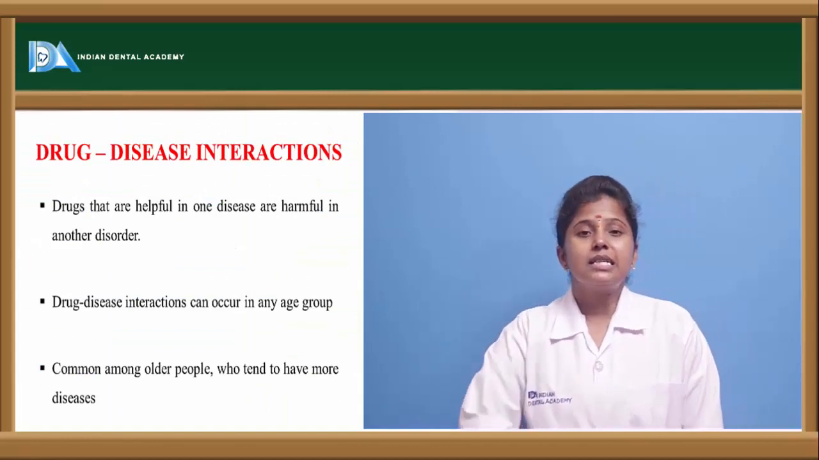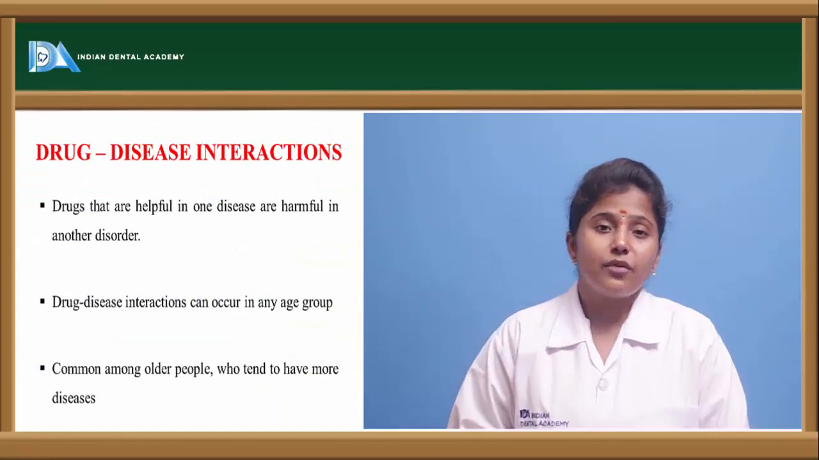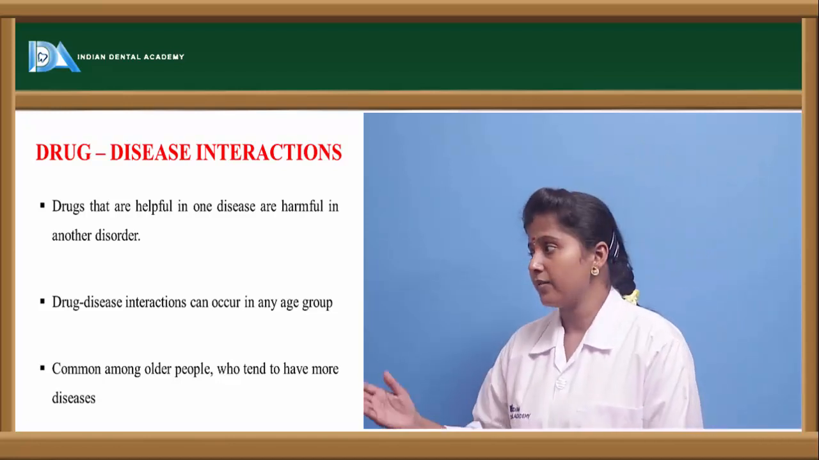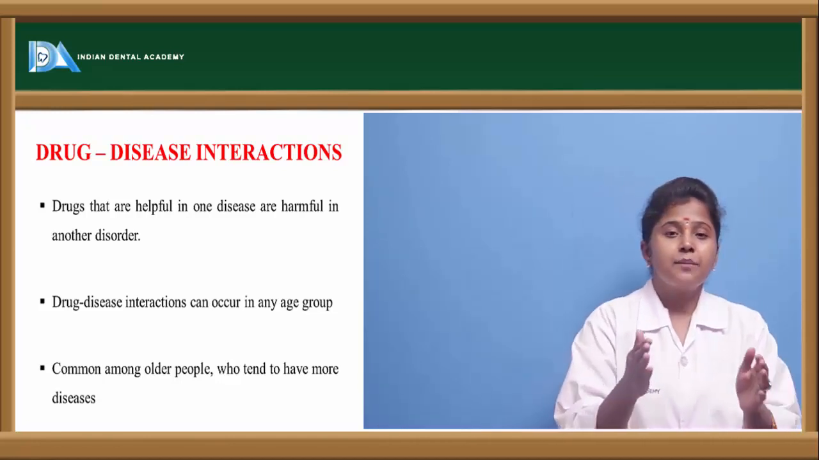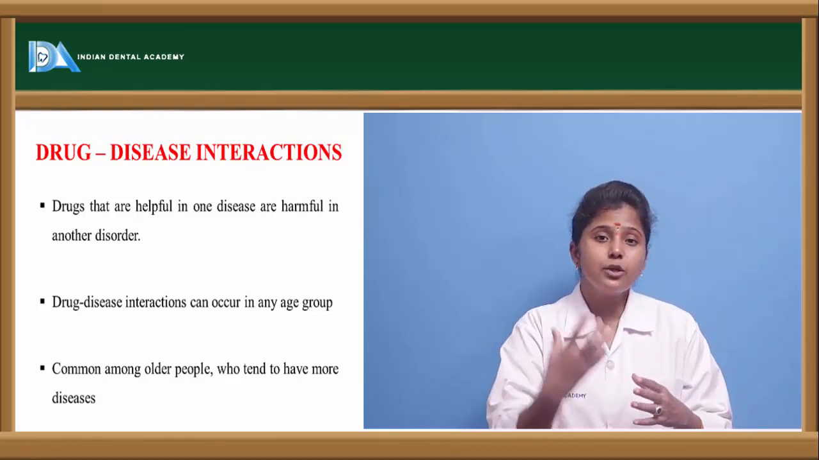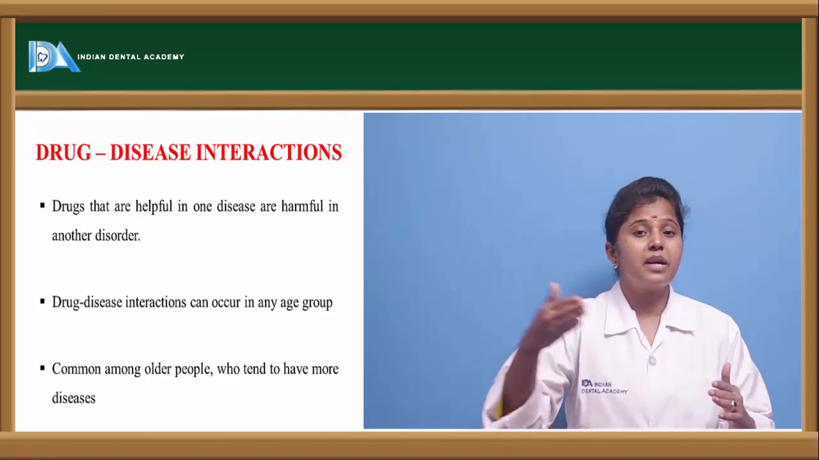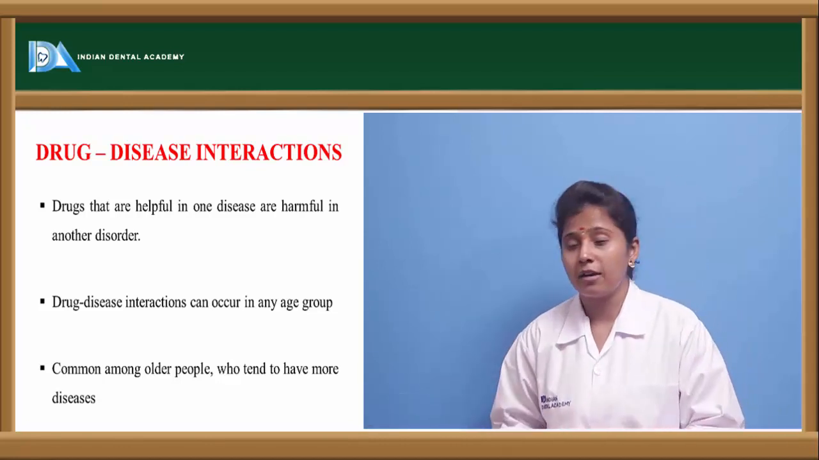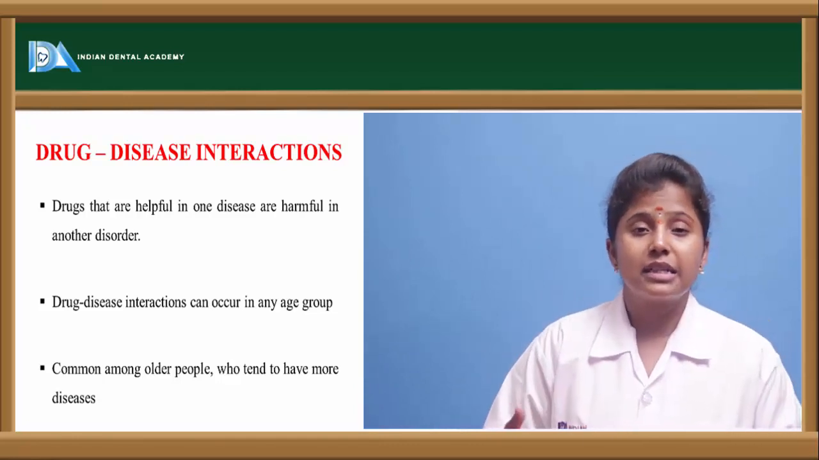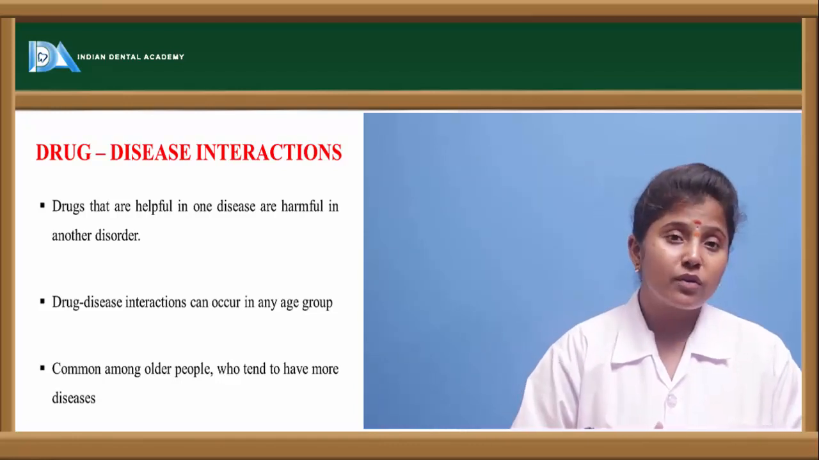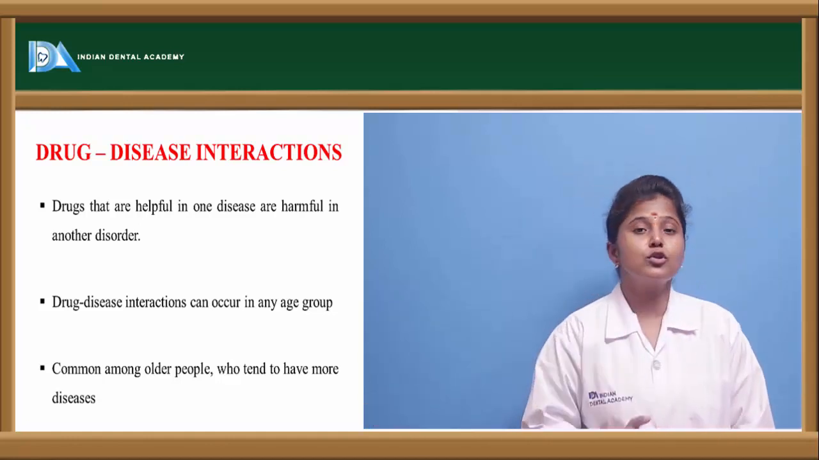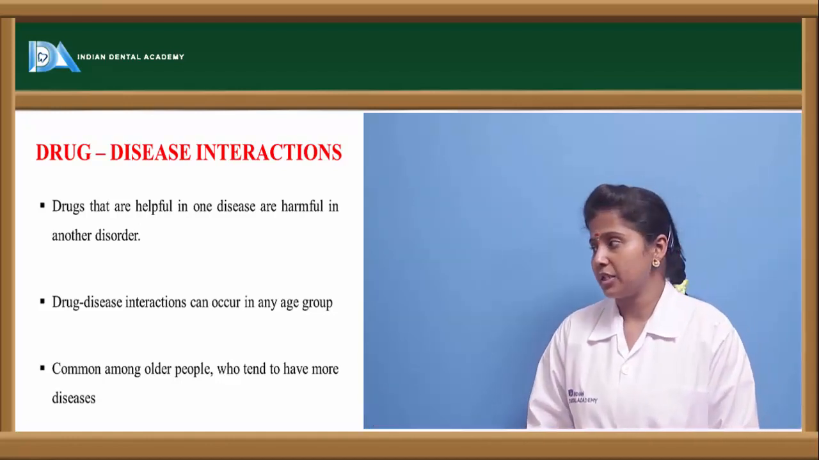The other is drug disease interactions. In a few diseases, a few drugs should be contraindicated. For example, if one drug is very useful in diabetes, the same drug may be harmful in another disease like renal failure. This is called a drug-disease interaction. It can be seen in any age group, but it is most commonly observed in elderly patients.